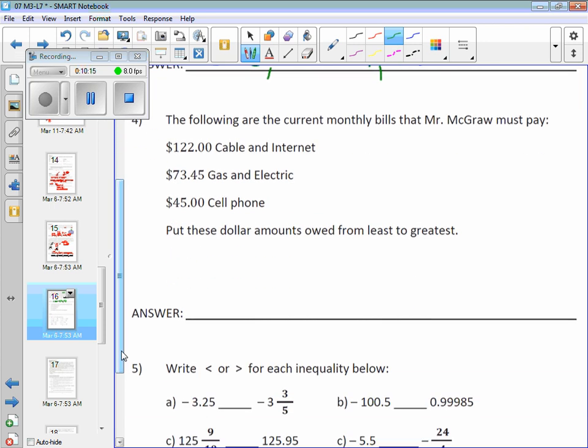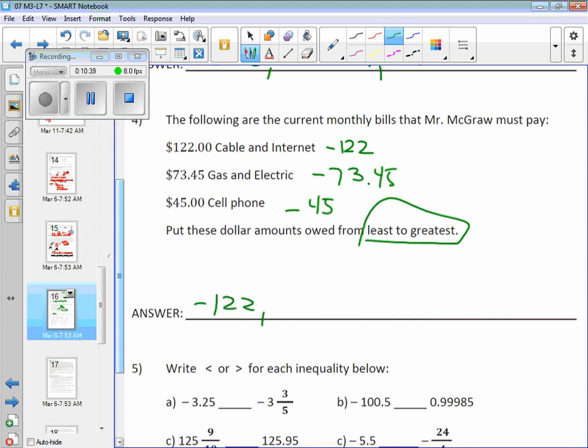Okay, here we go. We have, same thing, it's all about words. So what you should have is, these are bills. So that's money that you're losing. Negative 122, negative 73.45. They're all bills. So they're all negatives. And then they want least to greatest. So that's going to be negative 122, negative 73.45, negative 45.